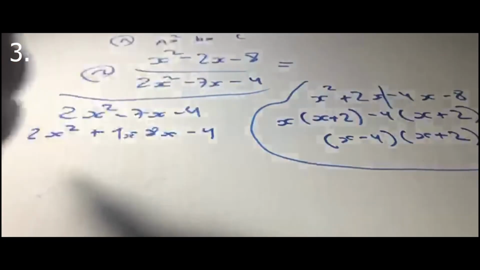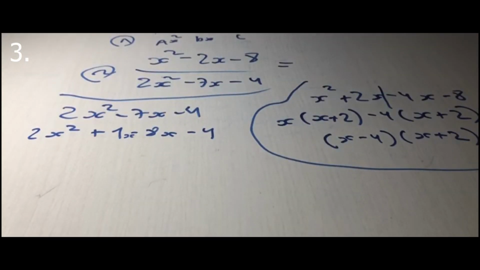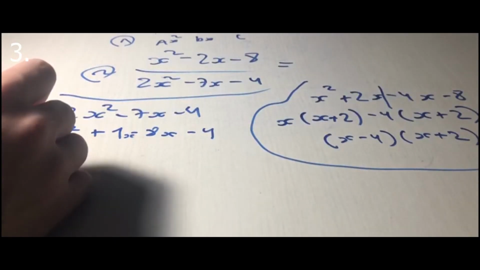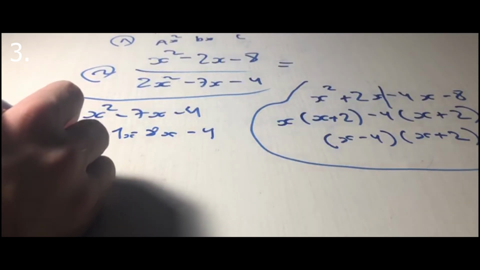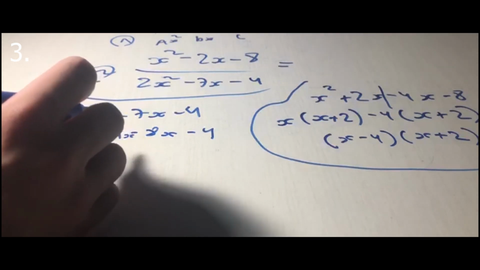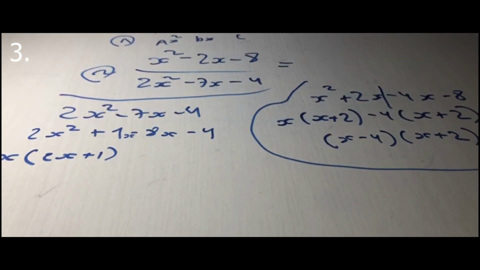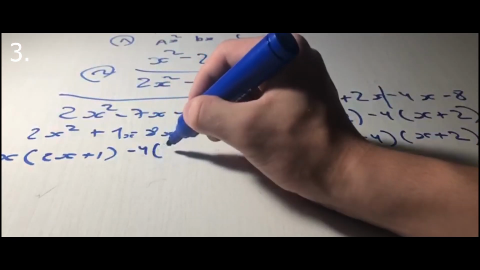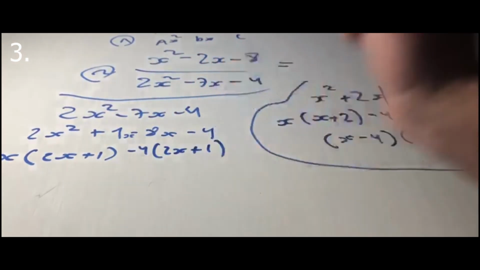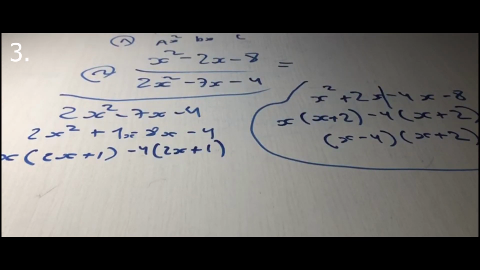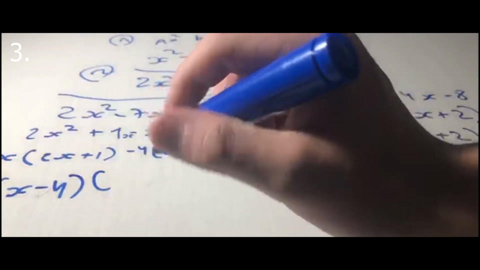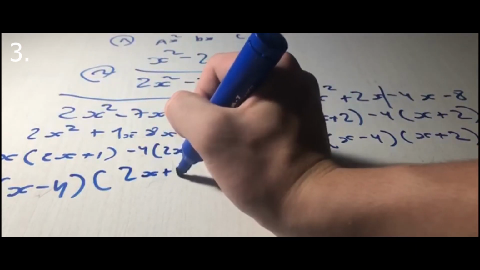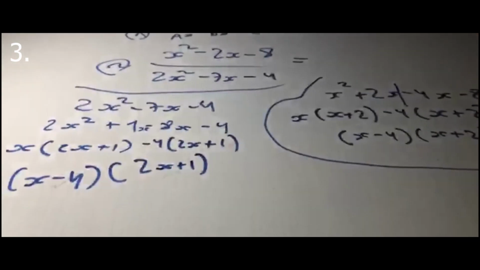So we have to break these into two, and let's do it. The common factor from 2x squared plus 1x is x, open parentheses, 2x plus 1, close the parentheses. And the other one will be negative 4, open parentheses, 2x plus 1, close the parentheses. So we just got right here x minus 4, and here it is 2x plus 1, the numbers that were in the other parentheses.